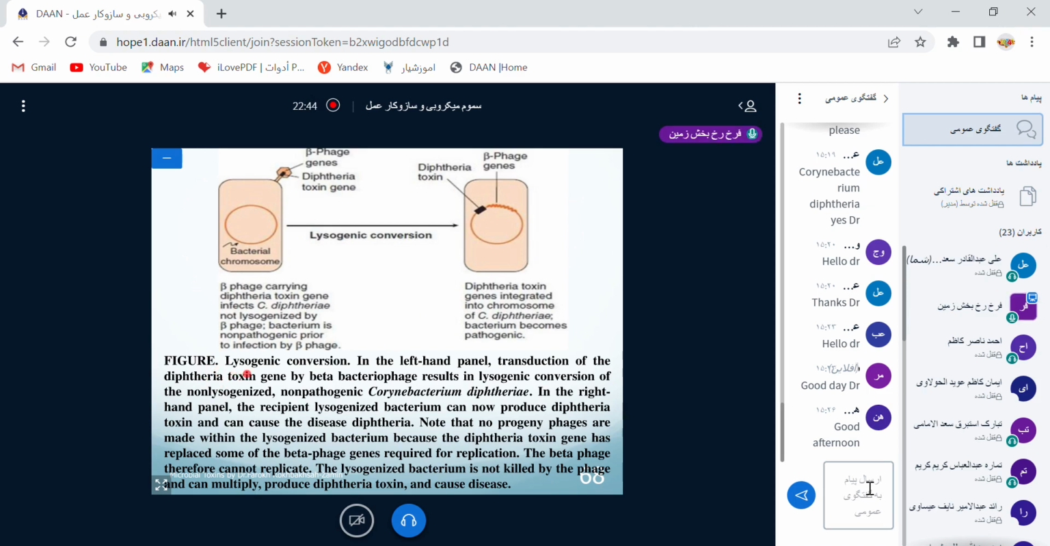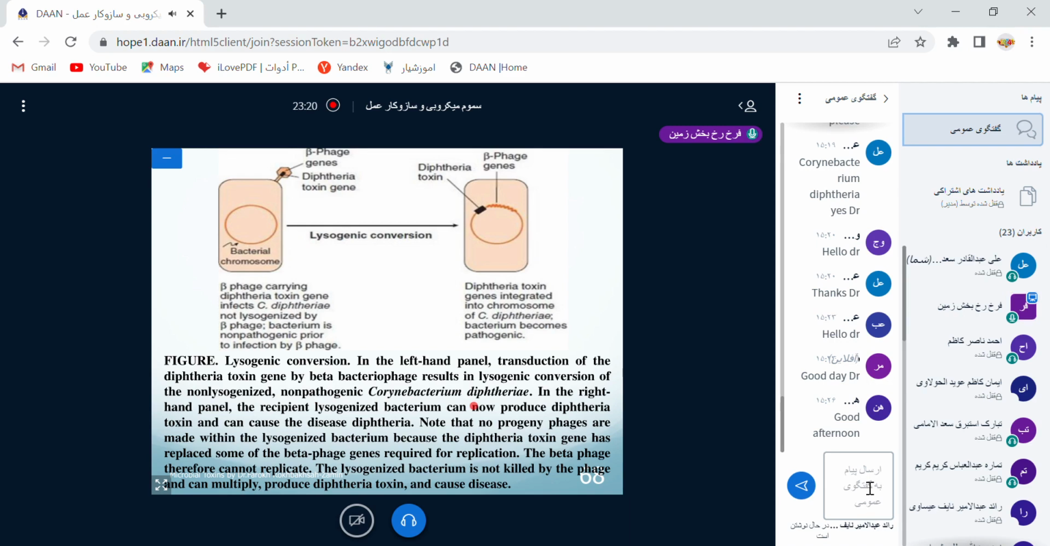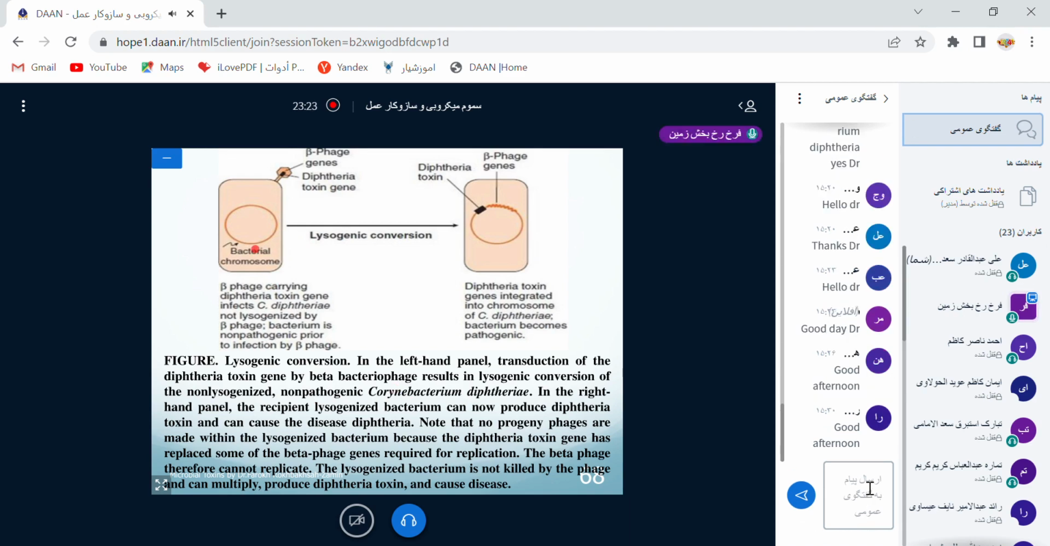We can see a lysogenic conversion. Lysogenic conversion happened. In the left hand panel, in this part, transduction of the diphtheria toxin gene by beta bacteriophage results in lysogenic conversion of the non-lysogenized, non-pathogenic Corynebacterium diphtheriae. So now Corynebacterium diphtheriae receives the viral gene, the beta gene.